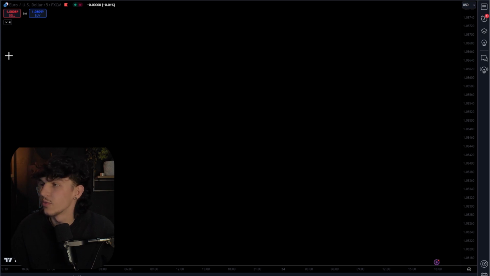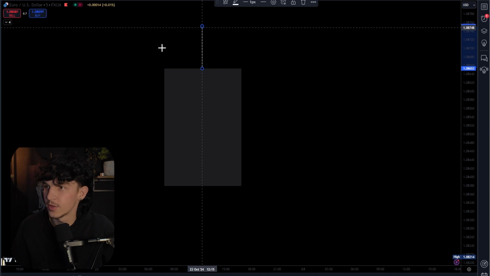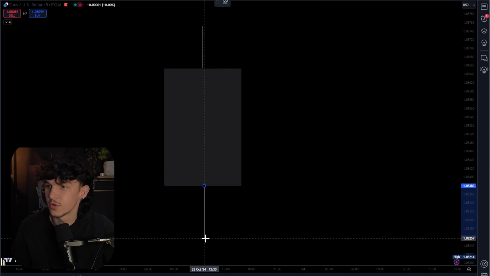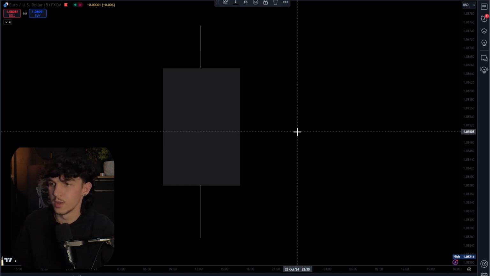Oh yeah, candlestick. So a candlestick, of course, is a body and wicks. Okay, so we're going to highlight this out. This is just going to be your bog standard candlestick.